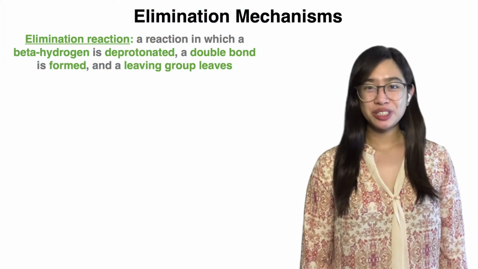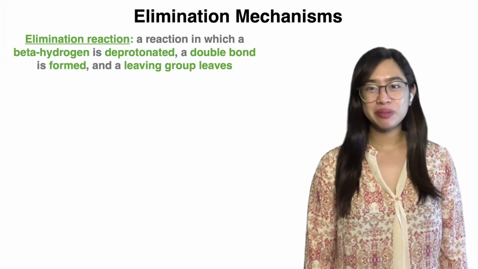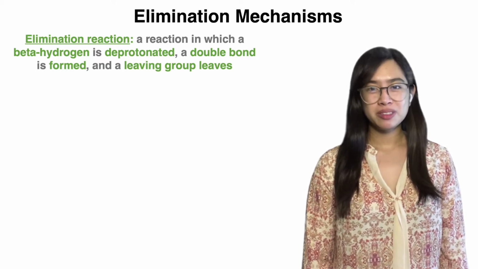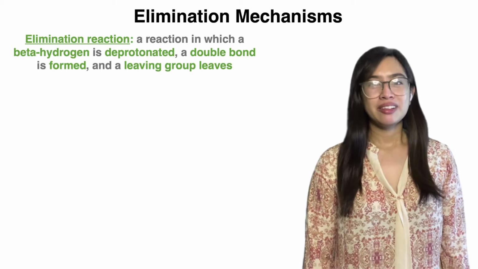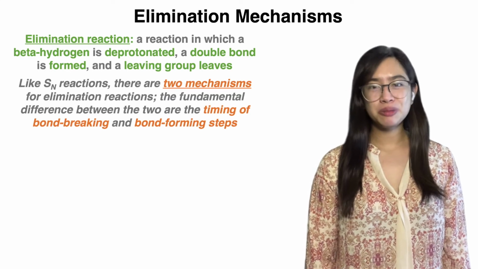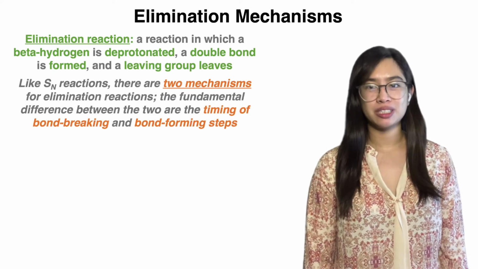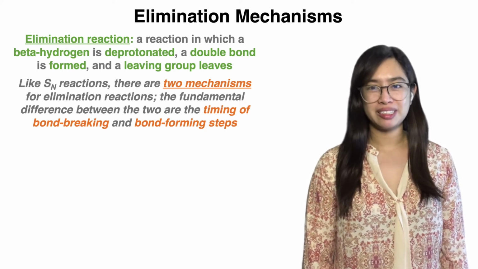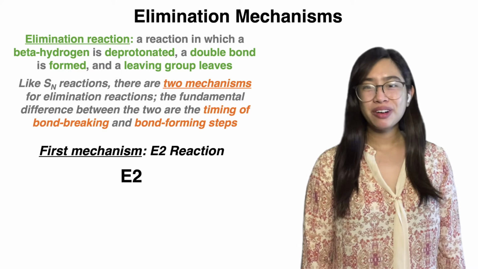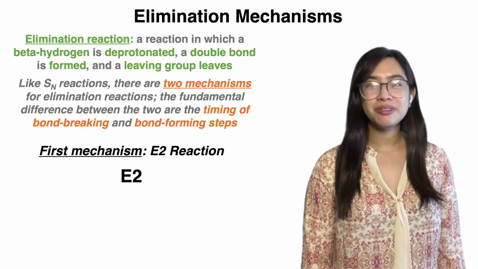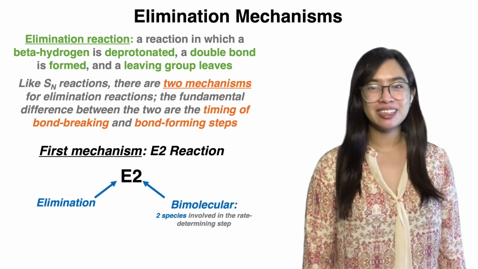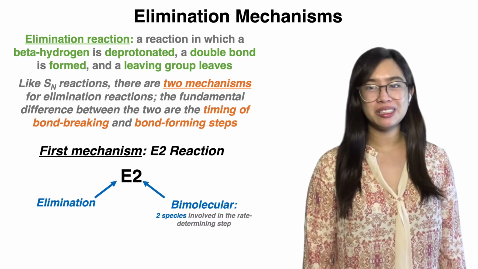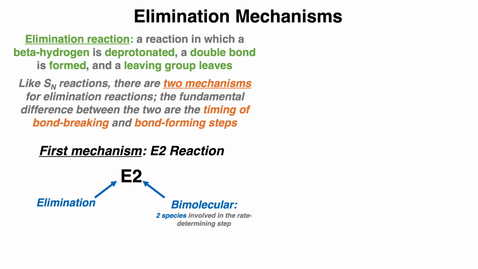An elimination reaction is where a beta hydrogen is deprotonated by a base, a double bond forms while a leaving group leaves. Like SN reactions, there are two mechanisms for elimination reactions, which differ by the timing of the bond breaking and bond forming steps. Today, we're going to focus on the E2 reaction, where E stands for elimination and 2 stands for bimolecular, in which there are two species involved in the rate determining step.